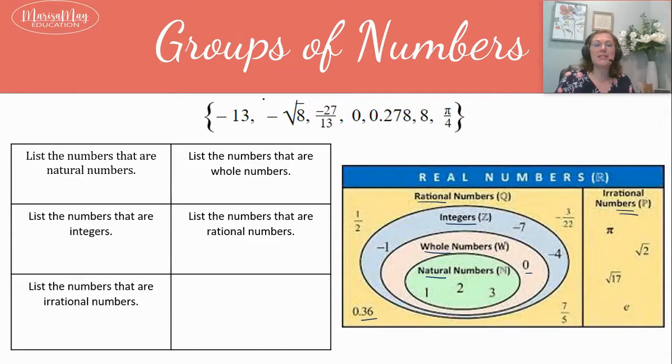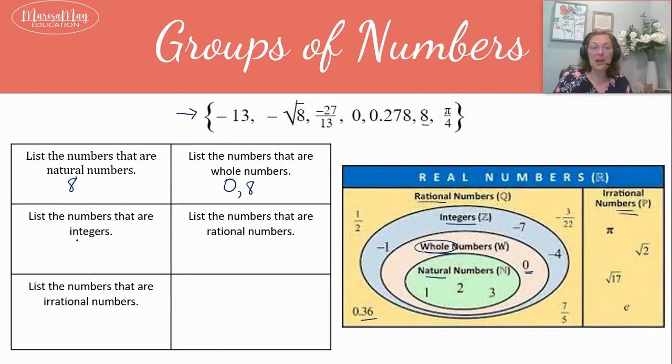So what we want to do in this example is we want to take a look at these numbers and we want to put them in the groups that they belong to. So the numbers that are natural numbers. So that's only going to be our number 8, right? All of these other ones are not counting numbers that we would teach children. So then let's list our whole numbers. Well, remember, our whole numbers add in 0 and all of the natural numbers. So we have 0 and 8. Both of them, the 8 is still in the whole numbers.